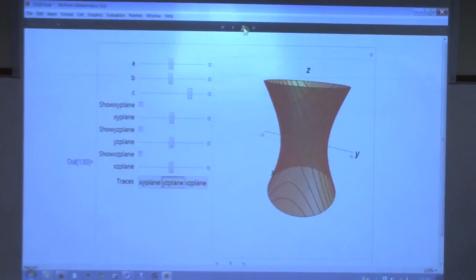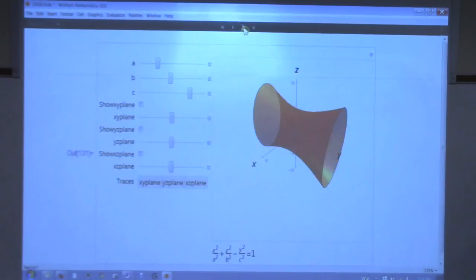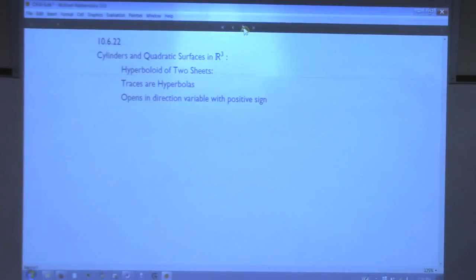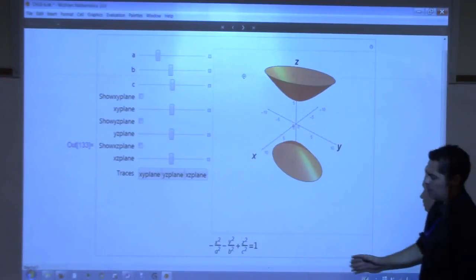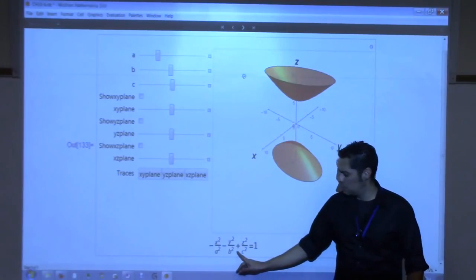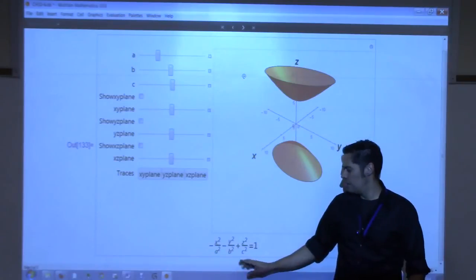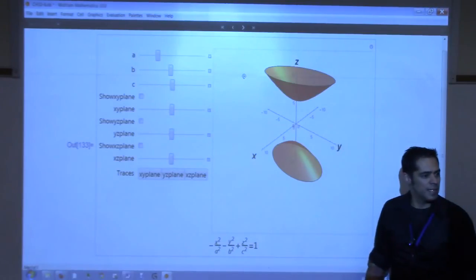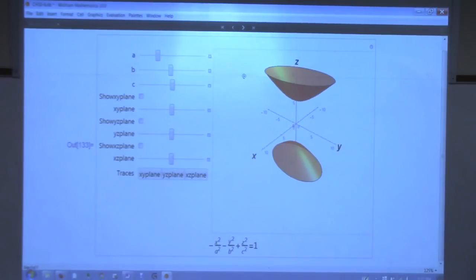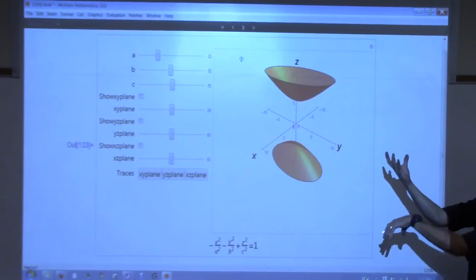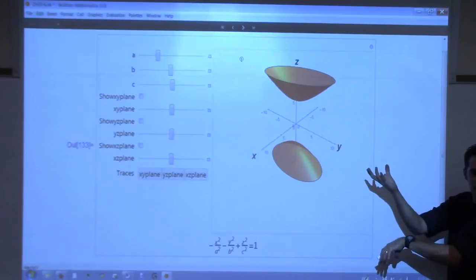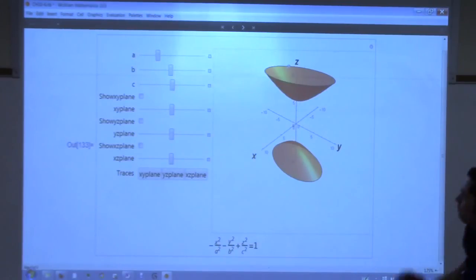Now the next example is a hyperboloid of 2 sheets. This is the last example. And look at the equation. Two negatives, one of them positive, equals 1. And there you get 2 bowls. You get a bowl on top and a bowl on bottom. Not a cone on top, cone on bottom. Bowl on top, bowl on bottom.